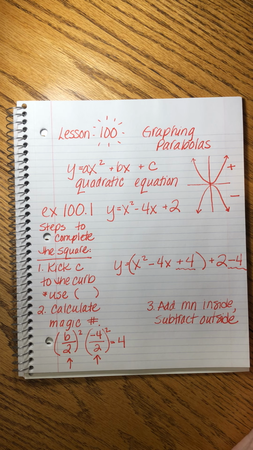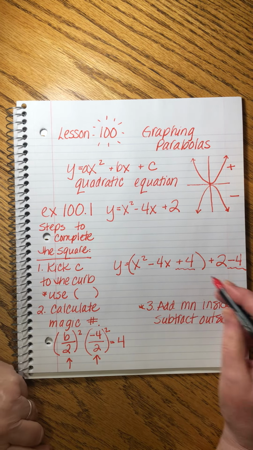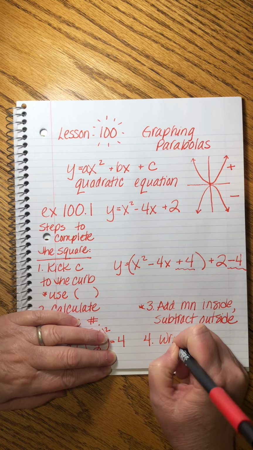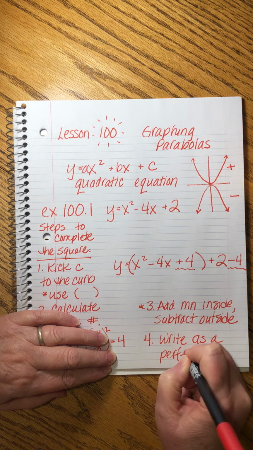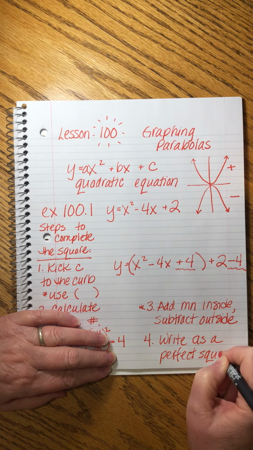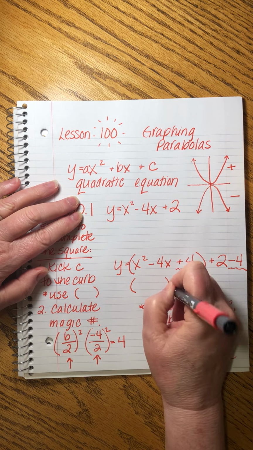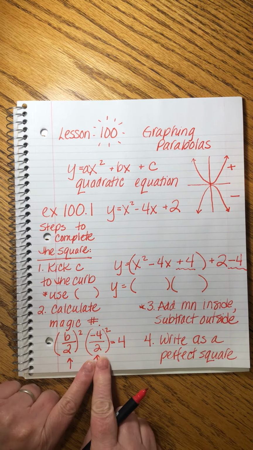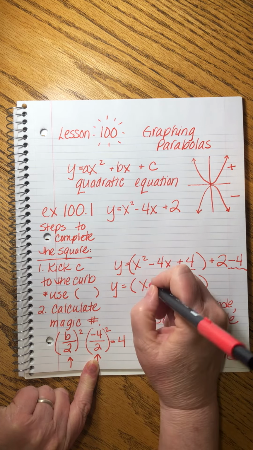Okay. The next step is, this whole step is exciting and different and new, right? The way that we do that. The next step is write as a perfect square. Okay, we know that we have built a perfect square here. So we know that we should be able to rewrite this as 2 binomials. This number that we drew the arrow to is the number that goes inside the parentheses. It's -2.